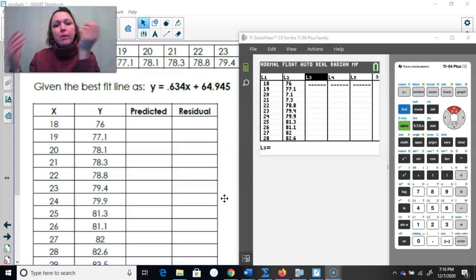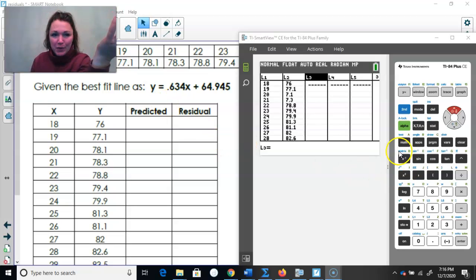The next thing we want to do is find all of our predicted y's for a given x value. If you aren't using your graphing calculator, it's just going to take a little longer. You're going to take 18 and plug it in for x, and that will give you your predicted. You're going to take 19 and plug it in for x, 20 and plug it in for x.